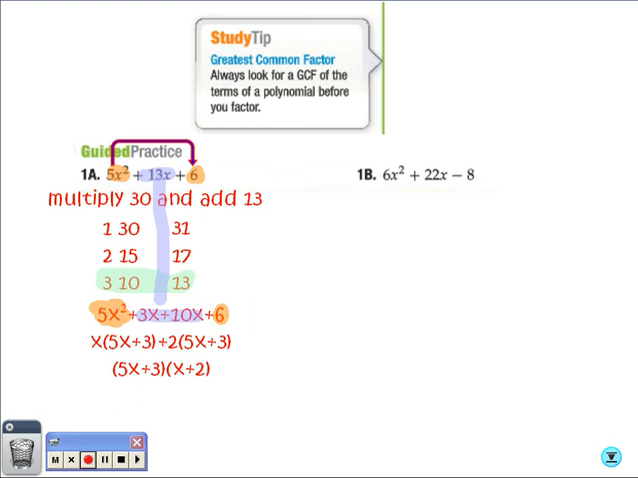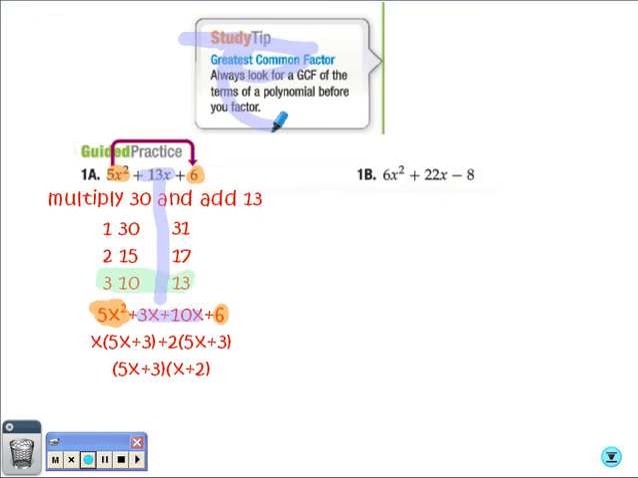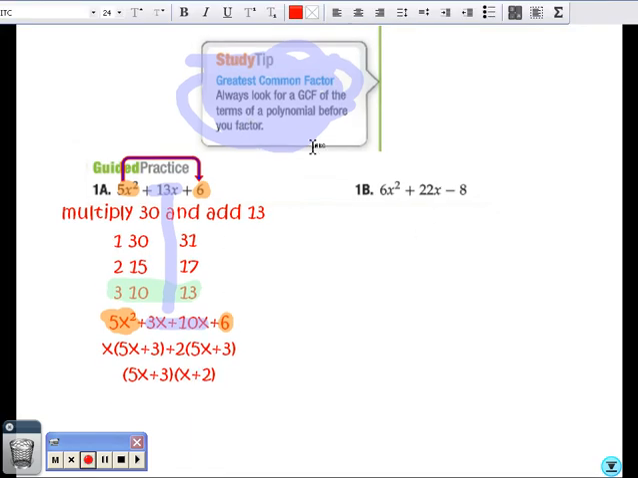All right. Let's take a look at the second one. The second one is a little bit of a different problem because it says right here, study tip. I always want to check for a GCF. Well, 6, 22, and 8 are all even numbers. So the first thing I'm going to do is factor out a 2. So 2 times, I'm left with 3x squared plus 11x minus 4.